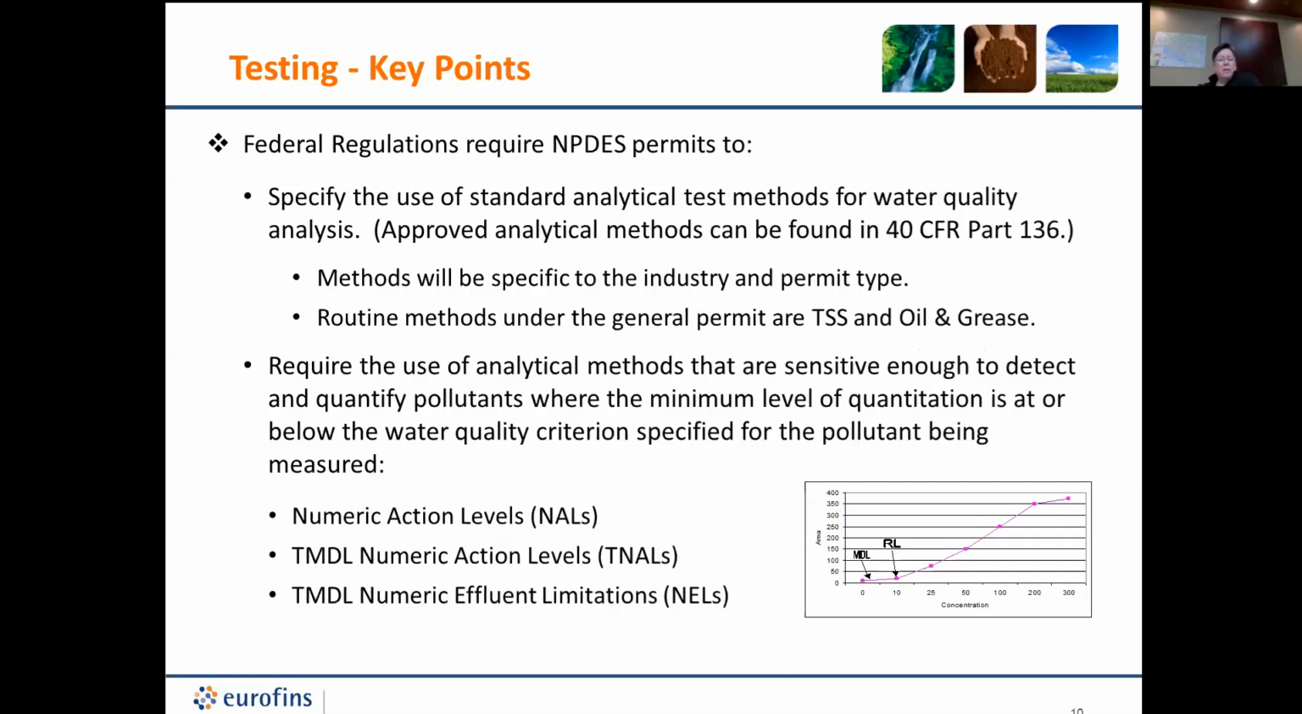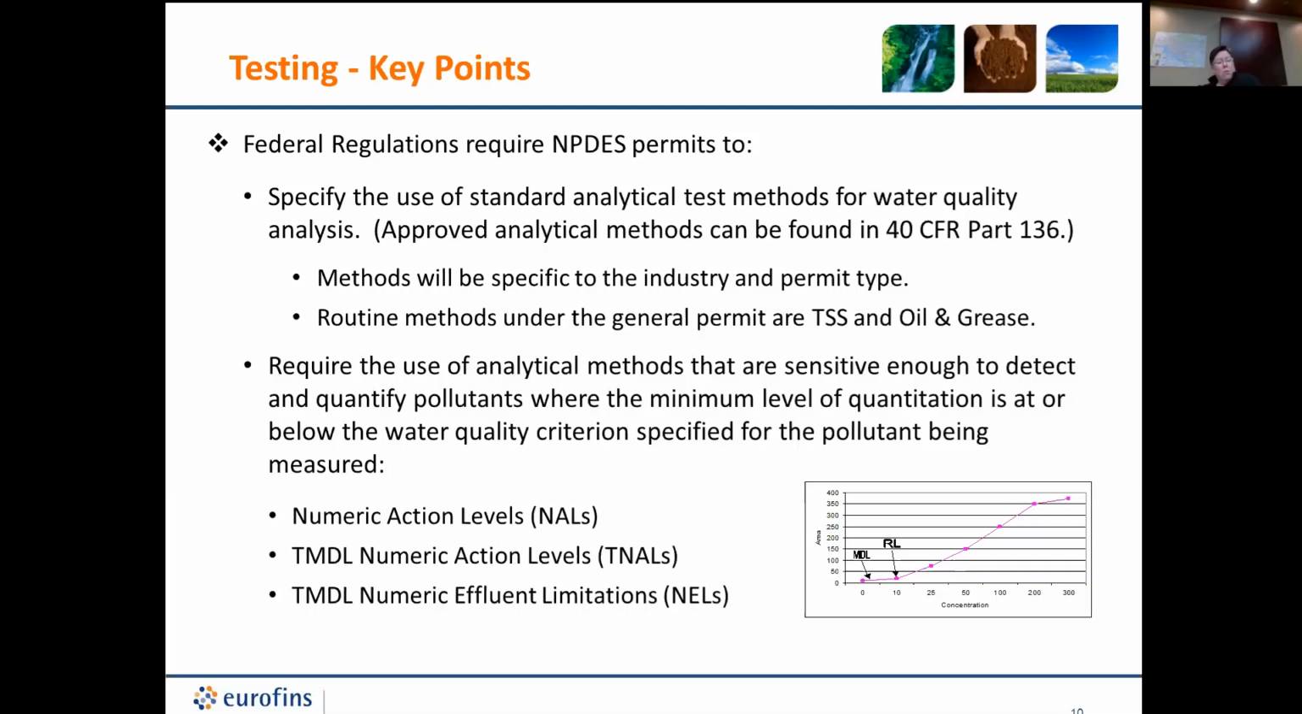Some of the key points on testing when it comes to NPDES permits is, again, specifying the use of standard analytical test methods for water quality analysis. So again, 40 CFR Part 136 is going to be your friend. The methods will be specific to the industry and permit types, and a lot of what we see, we deal with a lot of industrial clients here. General permits, you're normally going to see things for total suspended solids and oil and grease. Those are the things we see here, but you may see VOCs, you may see metals, you may see pH, hexavalent chromium, depending on the type of industry you're in. There's a lot of things you might see, but the permit will spell it out.